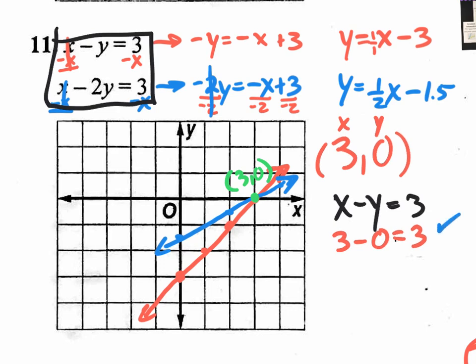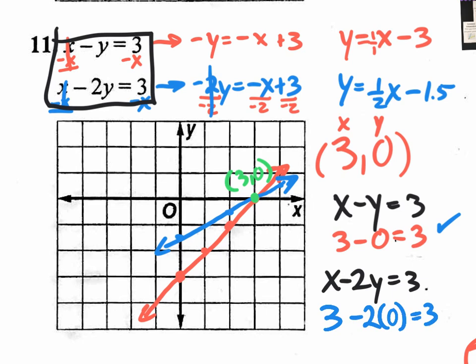If you go to the bottom equation on the original system, it says x minus 2y equals 3. And if you were to take the x, 3, plug it in right there, you're going to have 3 minus 2y, which is minus 2 times 0, and it should equal 3 also. And you will see that it really does, because 2 times 0 is nothing, and 3 does equal 3. So you've double checked it. You're absolutely positive that this is the correct answer.